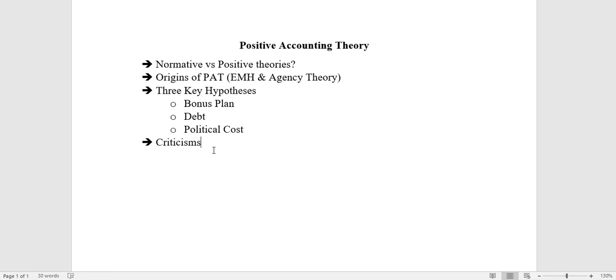So again, it's important that you go back and make sure you're happy with the logic of positive accounting theory. And remember, Chapter 7 of the textbook is available on Loop. It's important that you understand it's available there if you're interested and want to read more around it.